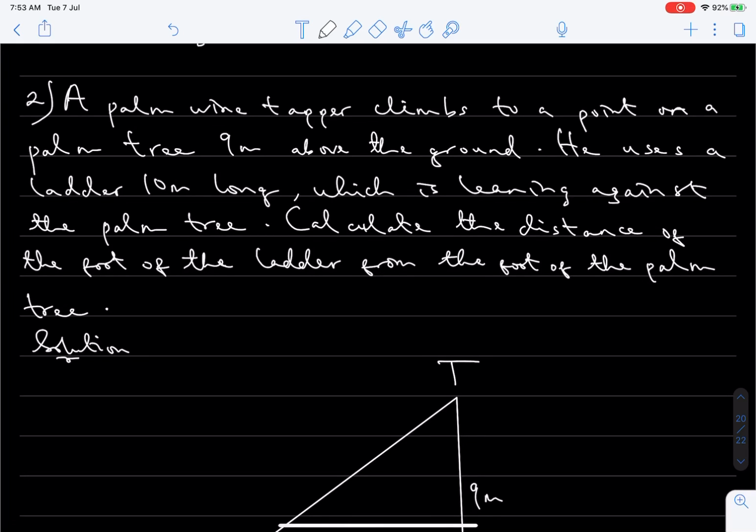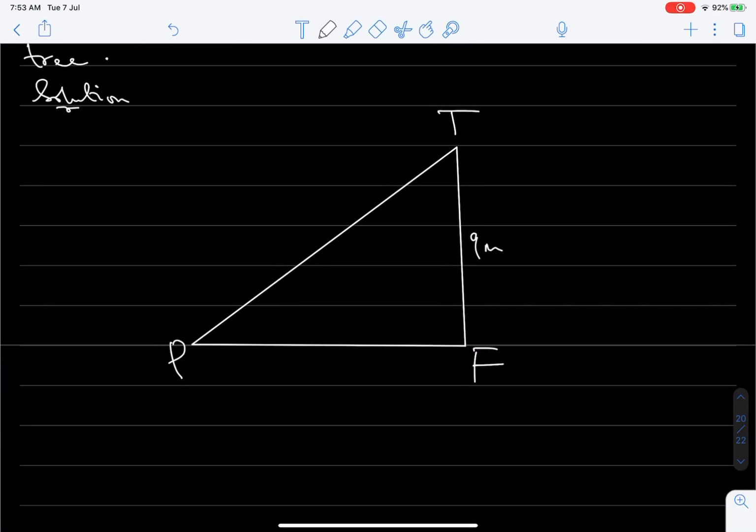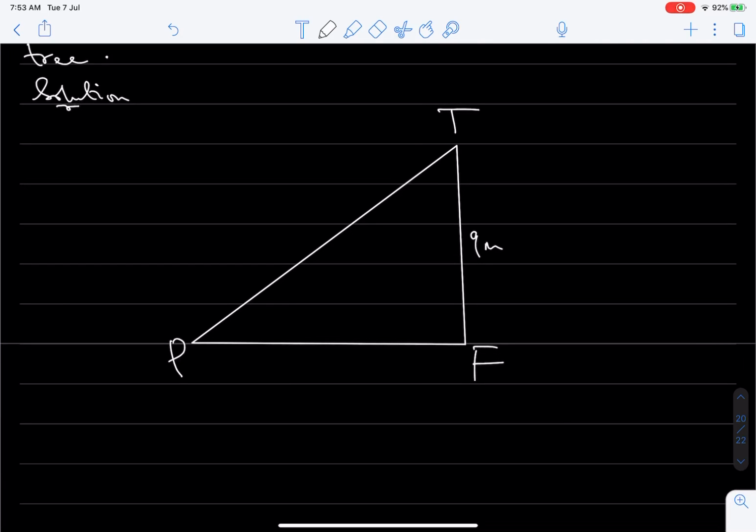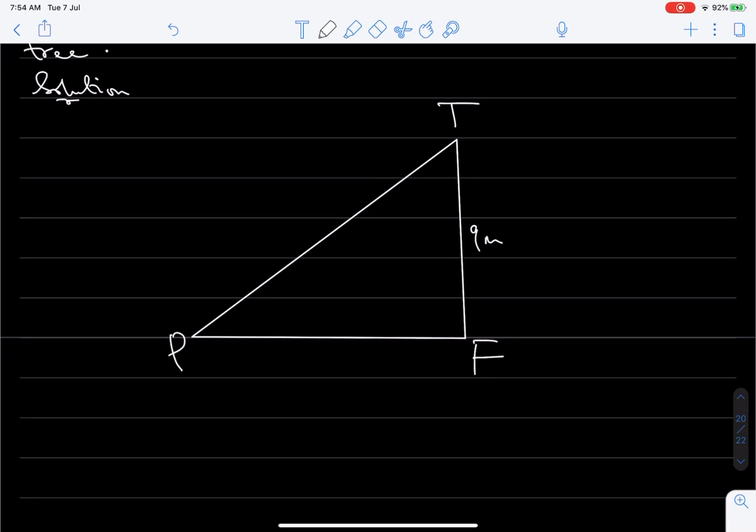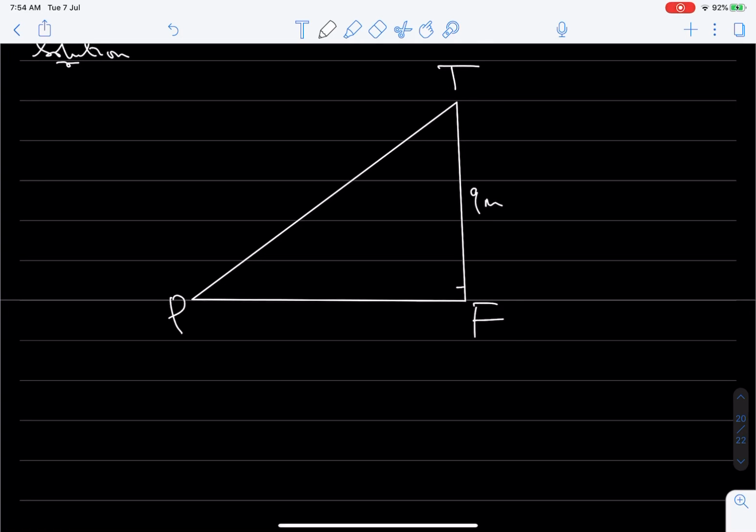Now, this is the question clearly. A palm wine tapper climbs to a point on a palm tree 9 meters above the ground. He uses a ladder 10 meters long, which is leaning against the palm tree. Calculate the distance of the foot of the ladder from the foot of the palm tree. So this is the palm tree, its top and its foot, and this is the point where the ladder is touching the ground, and it leans against the palm tree this way, shown by the line PT. So this is a right angle, and the ladder is 10 meters long.